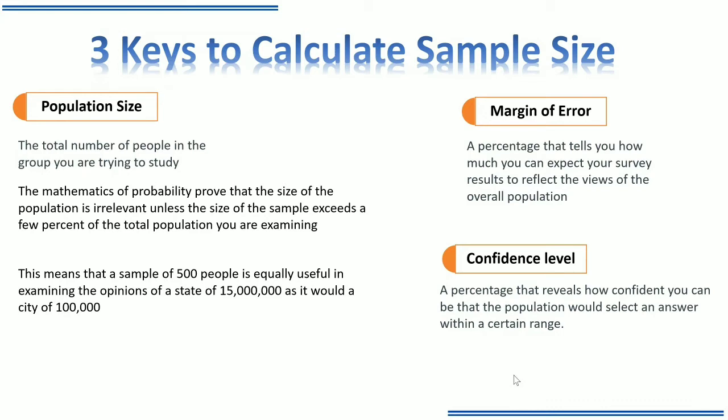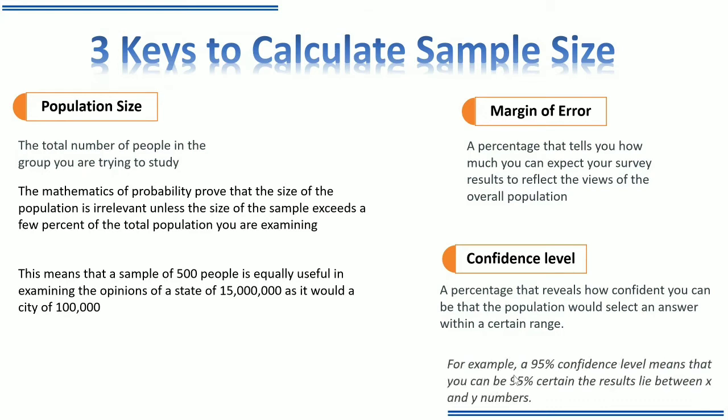Another factor, an example for you: a 95% confidence level means that you can be 95% certain the results lie between X and Y numbers, whatever your numbers are, right? Your accuracy level depends on the percentage of your sample that picks a particular answer, which again goes to talking about population size and confidence level together, right?